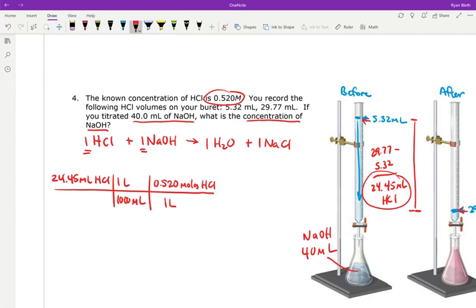Now, we didn't use a whole liter, but that's the concentration based on moles per 1 liter when it was first made. And then the next step that we'll add on here, and then we'll be moving on to our last part, is the ratio. Okay? So from our equation, 1 mole of HCl reacts with every 1 mole of NaOH. It's a 1-to-1 ratio.